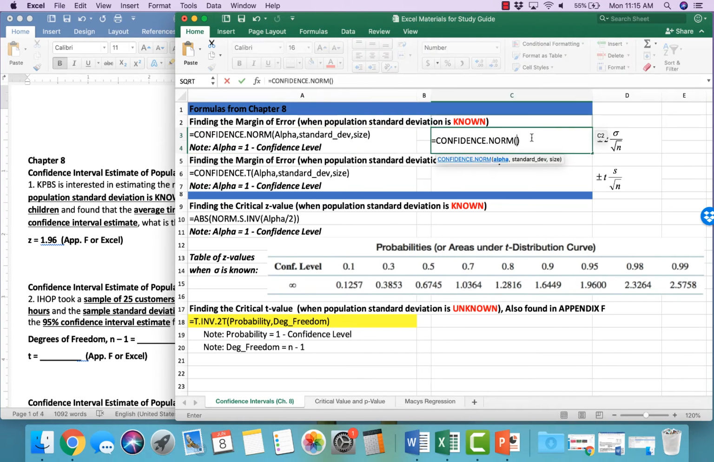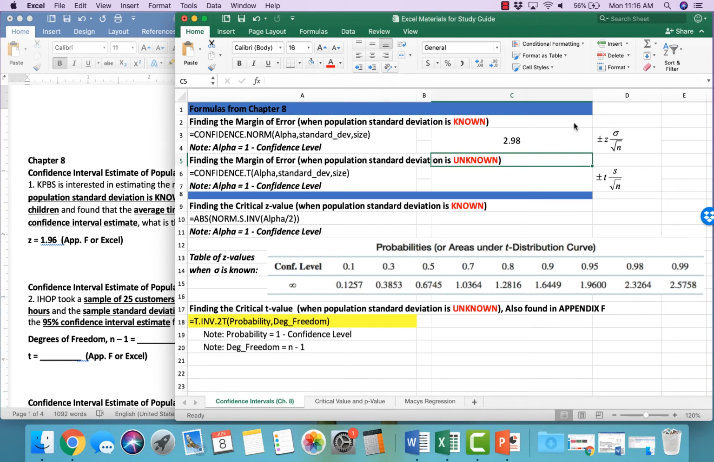So typing in equals CONFIDENCE.NORM, the alpha, and I have a note that says alpha is 1 minus the confidence level. So in this problem, our confidence level was 95%. So 1 minus 0.95 gives us an alpha of 0.05. The standard deviation was given to us at 21.5 minutes, and the sample size is the 200 children. Making sure I have all my numbers in and hitting enter, I get 2.98.